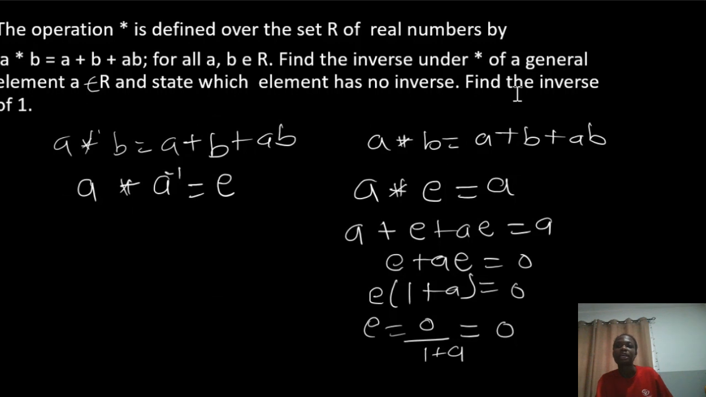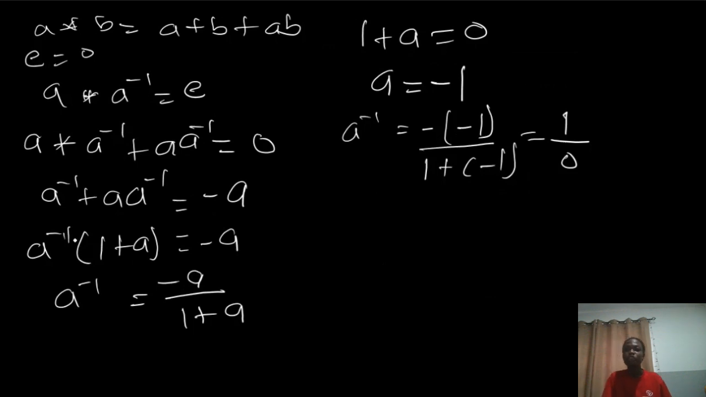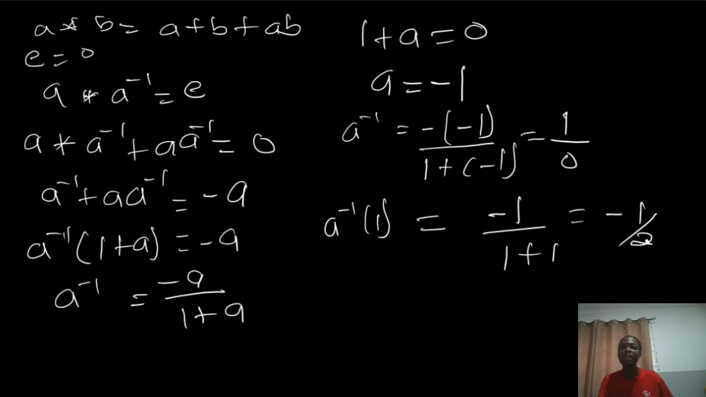So that is it for the second part of the question. And the last one is telling us to find the inverse of 1. From here, we've been able to find the generalized inverse for any element A which belongs to the set of real numbers. And since 1 is a real number, we'll come and put 1 inside what we've gotten here. So the inverse of 1 is equal to, wherever we see A, we put 1 there. So it's equal to negative 1 over 1 plus 1, which is equal to negative 1 over 2. So our inverse of 1 is negative 1 over 2. Yeah, so that is it.